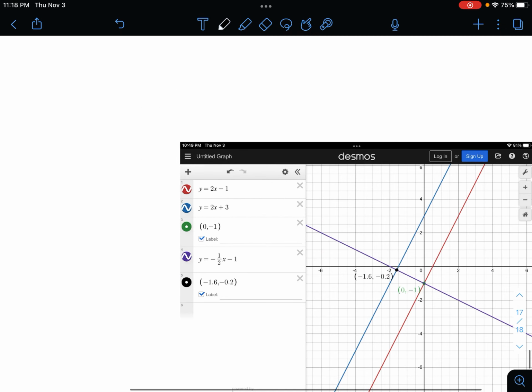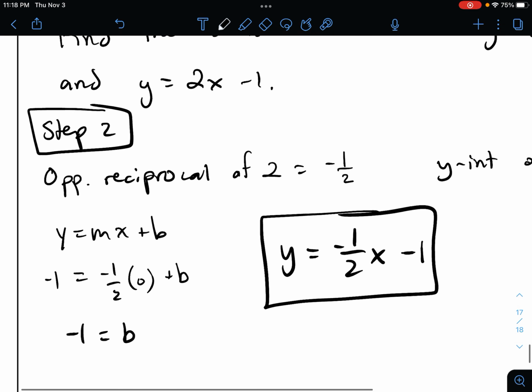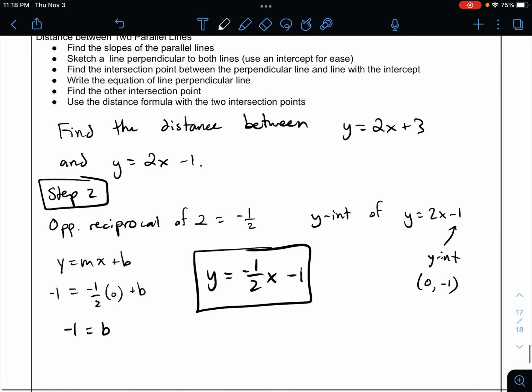All right, so going back up here. Step 3 here: find the intersection point between the perpendicular line and the line with the intercept. We just did that, right? That is the y-intercept. And then we want to write the equation of the perpendicular line, which we just, sorry, I got a little bit ahead of myself. This is steps 2 and 3 and 4. Sorry about that. Did it all at once.